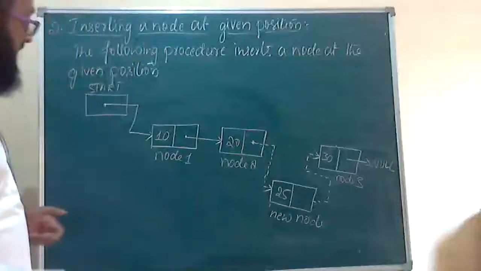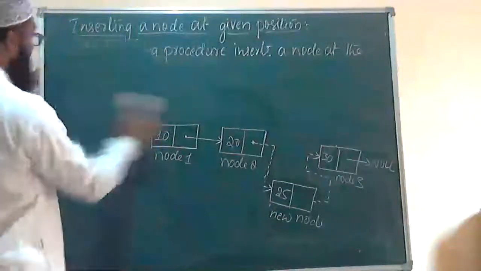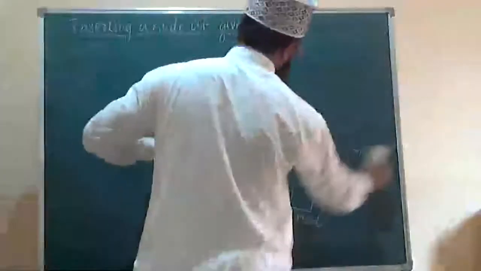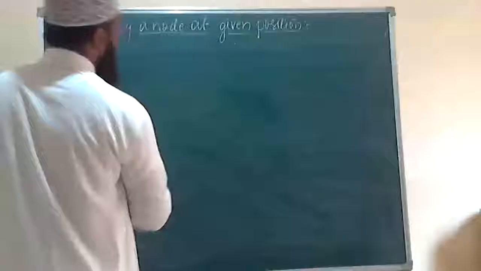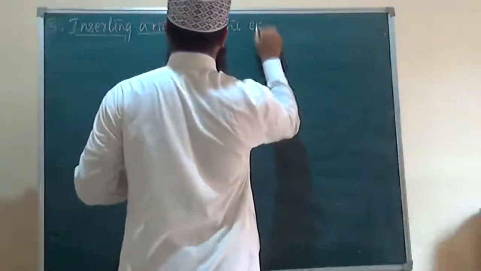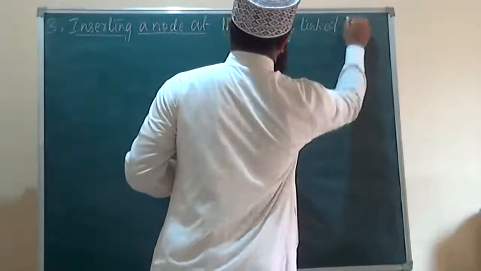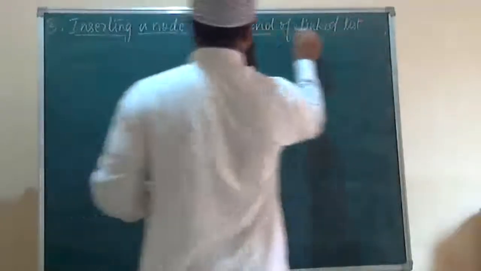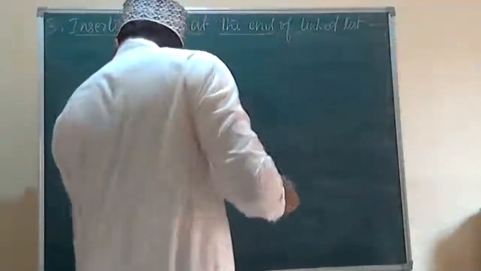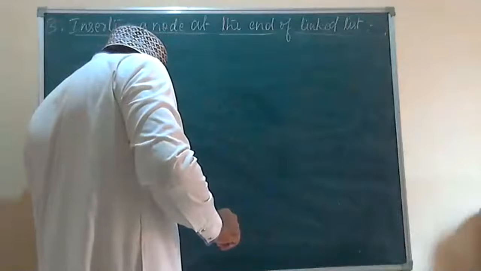Then finally, the third one, inserting a node at the end of linked list. Sorry, this one is third: inserting a node at the end of linked list. How can we insert a node at the end of linked list?